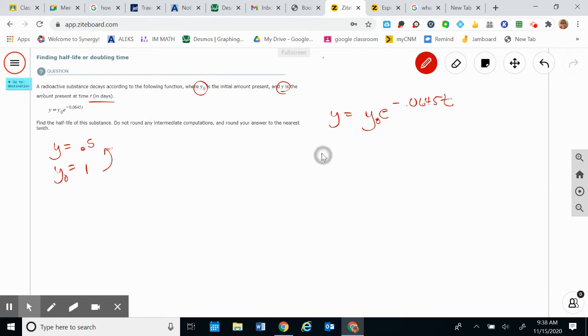So this is going to be 0.5 equals 1 times e to the negative 0.0645 t. Okay, to get rid of the e, take ln of 0.5, ln e. Bring this down.